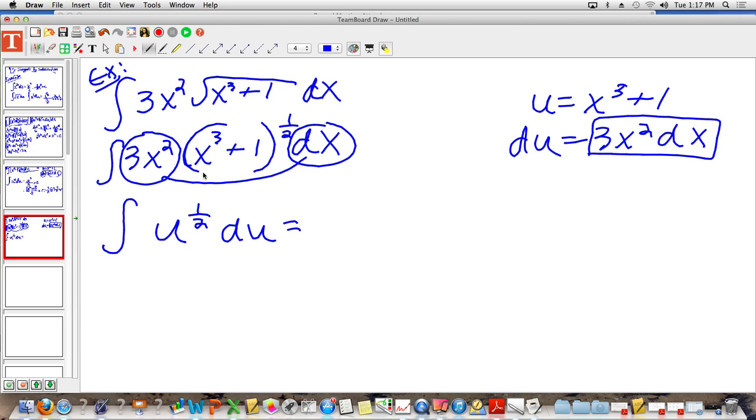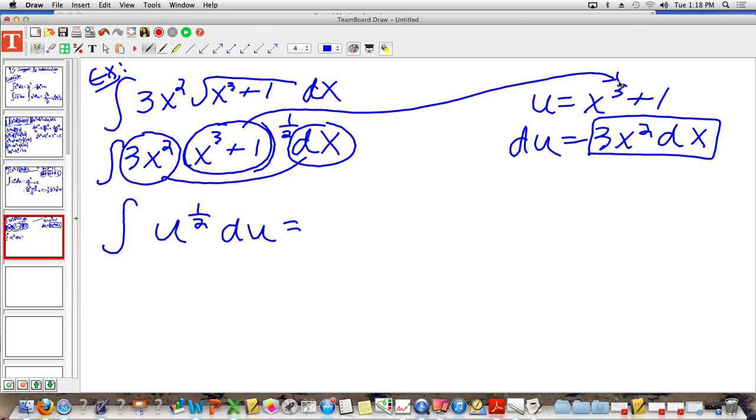This right here, x cubed plus 1, is what we named u. So what I'm going to do is just rename this x cubed plus 1 as u, but it's being put to the 1 half power. But we have this other stuff going on around it. We have a 3x squared and a dx. Well, over here, we just named 3x squared dx du. So I'm just renaming it du.